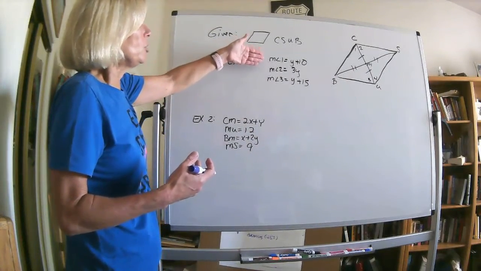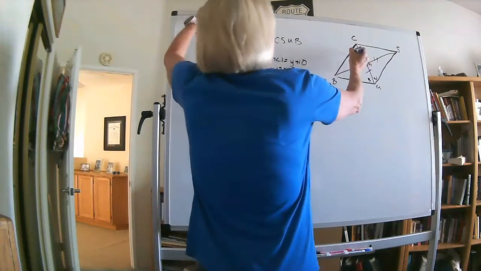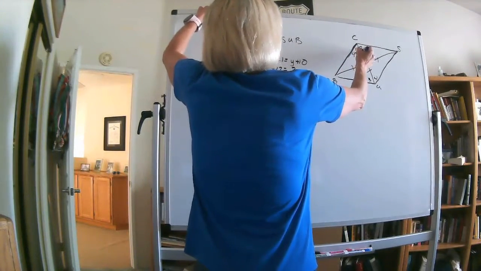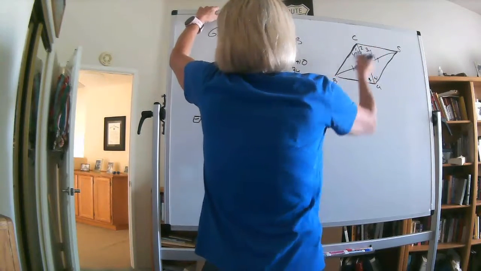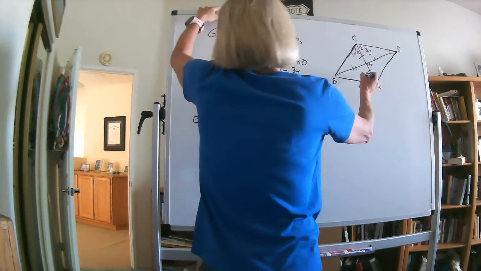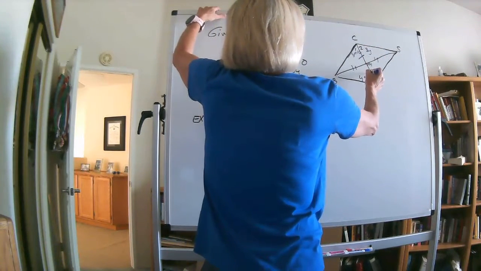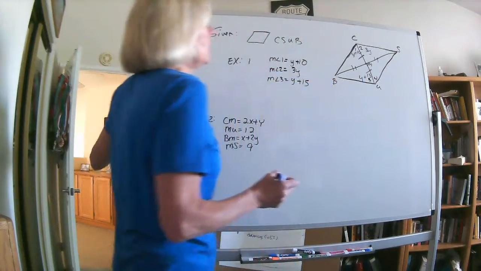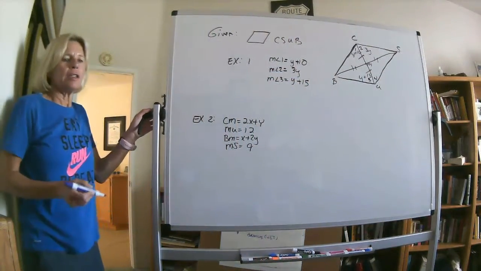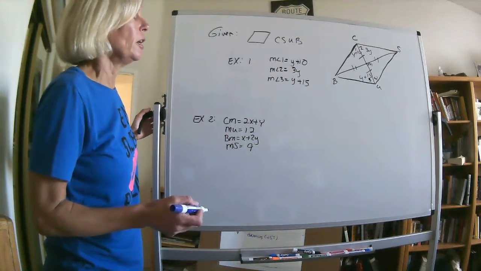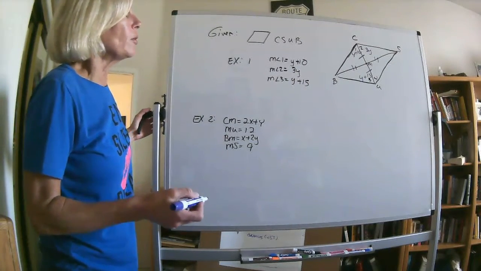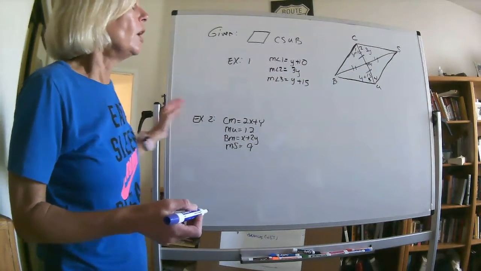So I have the measure of angle 1 is y plus 10. The measure of angle 2 is 3y. The measure of angle 3 is y plus 15. I actually have some extra information that I don't need here. So I'm going to look at my diagram and see what I know.